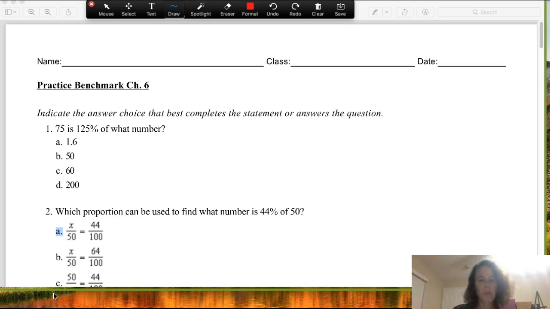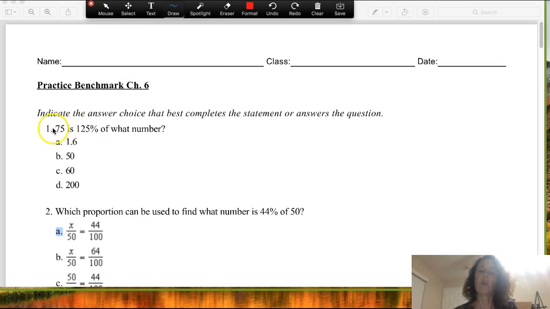This whole chapter is on percents and percent equations. Percents are super useful. You use them when you go out to dinner and you have to give a 20% tip, or you need to figure out 15% off of something. So this is a great chapter. Let's look at the first one.